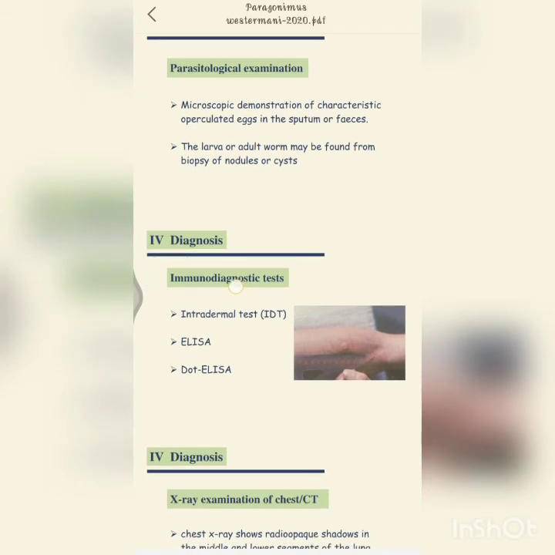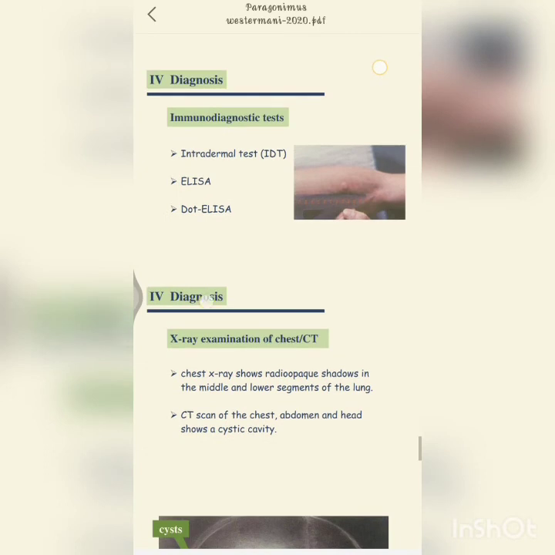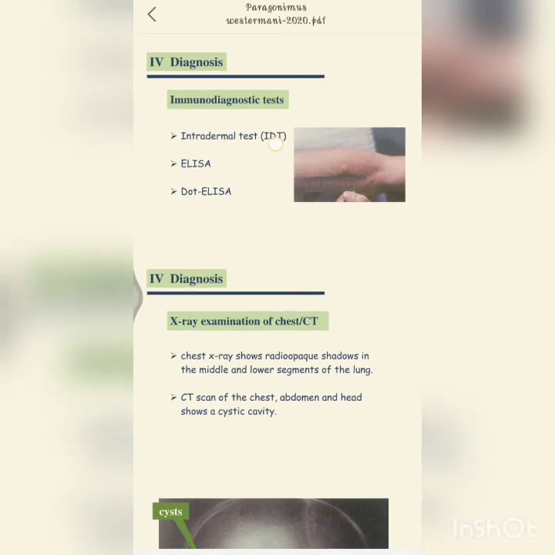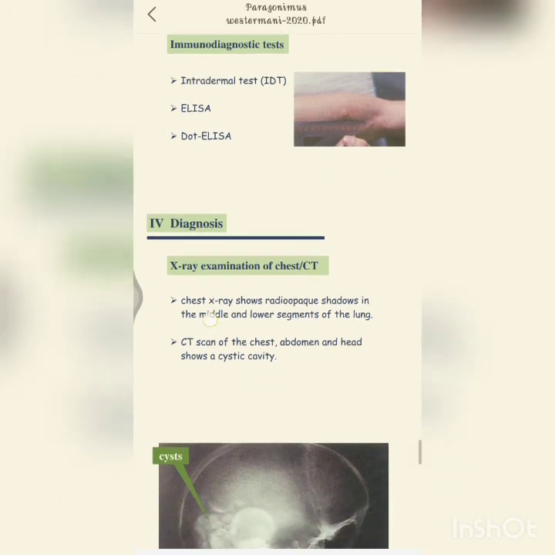The larva or the adult worm may be found from the biopsy of nodules or cysts. The tests we do are IDT, that is the intradermal test, and ELISA and also dot ELISA. Actually, the two blind intestinal ceca are unbranched and they are found in the caudal region, and the genital apparatus follows the same general pattern of the trematodes. The lifespan of the adult worms is 6 to 7 years, but whenever they reach our lung, they may live for 20 to 30 years.